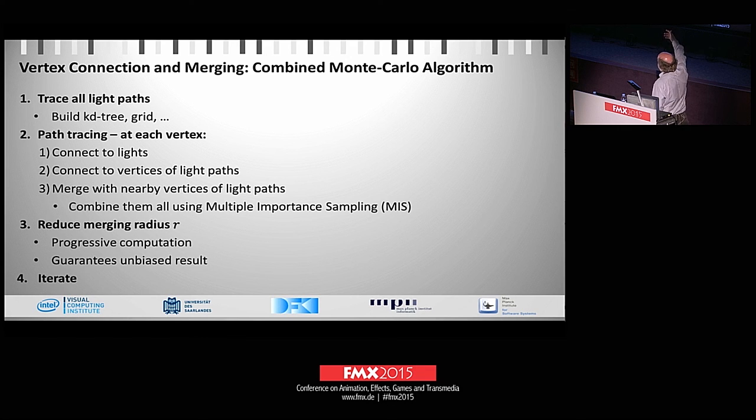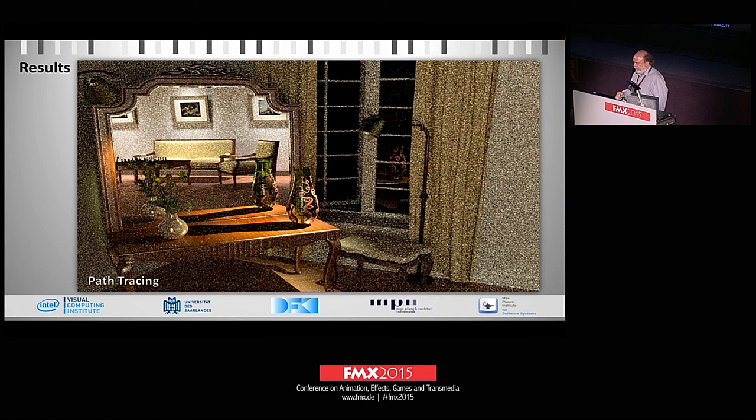So in general, the procedure works by, right, you trace the light path, you build some data structures, and then essentially you do path tracing, you connect to light sources, directly connect to the vertices, so the vertex connection part, and then you look in the neighborhood whether there's other nearby things that you've traced in the first one. You combine them all with multiple importance sampling, which was already mentioned, and there's a little bit of math behind that again in the paper. And then you can reduce this radius, and you keep iterating, and again you have a fully progressive method, which is really nice.